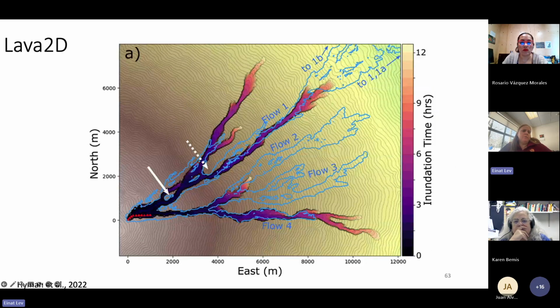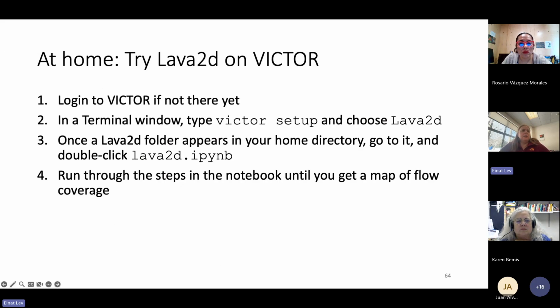Here's an example of Lava 2D on one of the Kilauea flows. I can't remember which one. Again, here are instructions for Lava 2D. Same instructions as they always are. Victor setup, get the folder, get the notebook, run the steps, and play with it as you like.